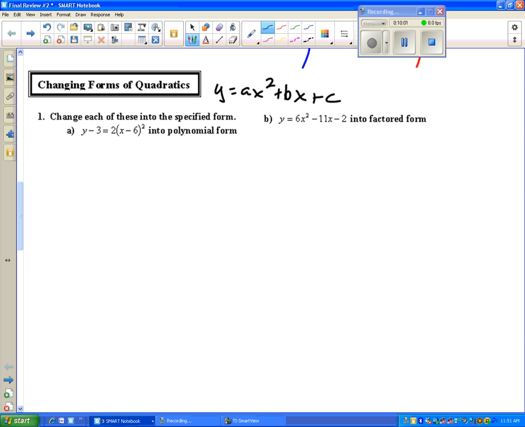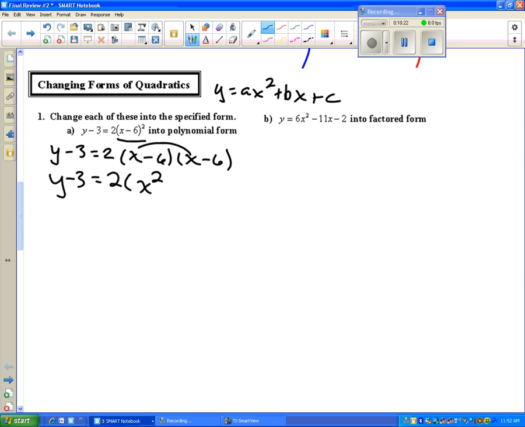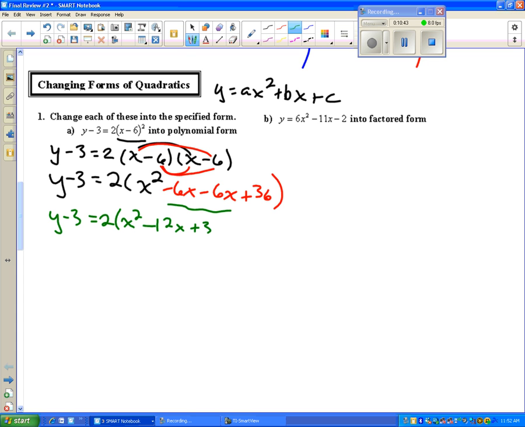I want to get rid of all of the parentheses. So on this first one, what I'm going to do first is remember that x minus 6 squared is x minus 6 times x minus 6. So this is y minus 3 is equal to 2 times, if I FOIL this out, I get x squared. That's my first. My outer is negative 6x. My inner is negative 6x. My last is a positive 36, close parentheses. Combine like terms, y minus 3 is equal to 2 times x squared minus 12x plus 36.